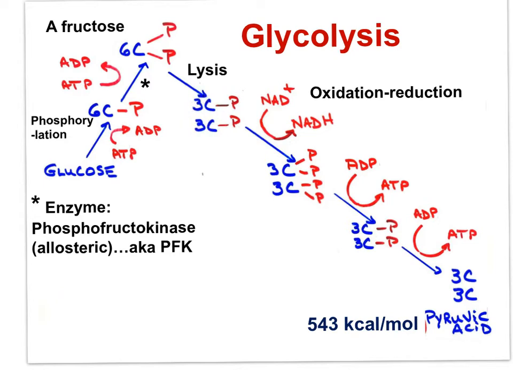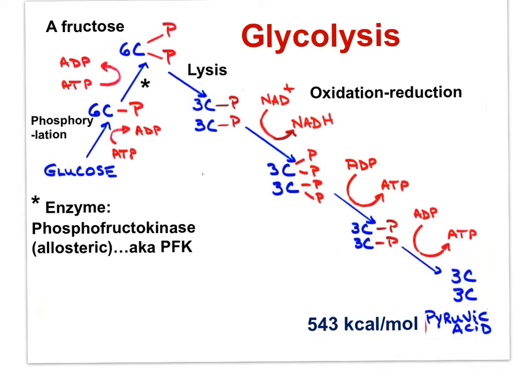This is important because from now on, we must follow 2 molecules through every step in order to account for everything. Following lysis, the 2 organic intermediates are then oxidized as electrons and hydrogen ions are removed. In turn, NAD+ is reduced to become NADH. This is your oxidation reduction step. 2 NADH molecules are formed because we have 2 intermediates proceeding through this reaction.